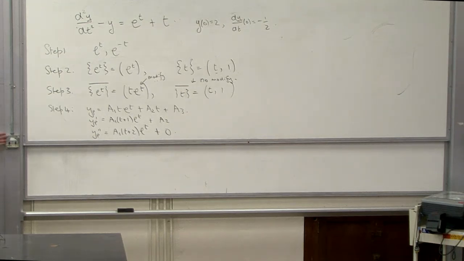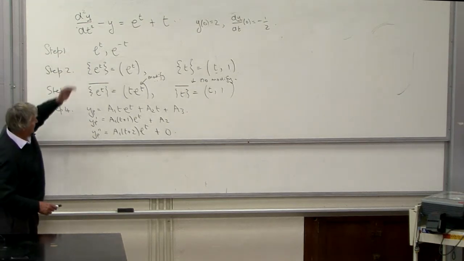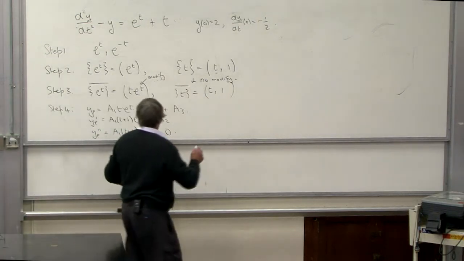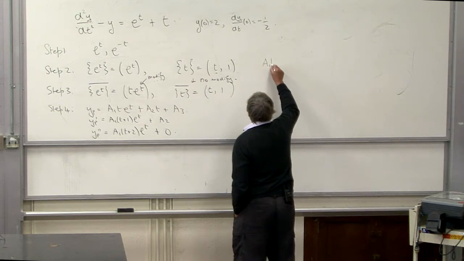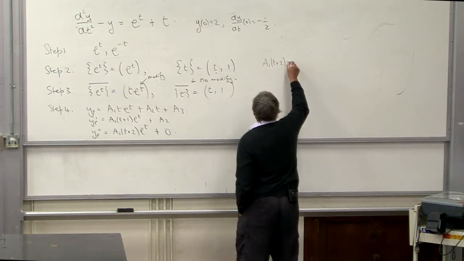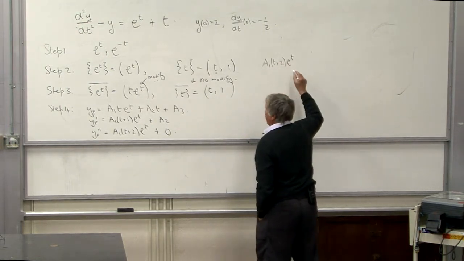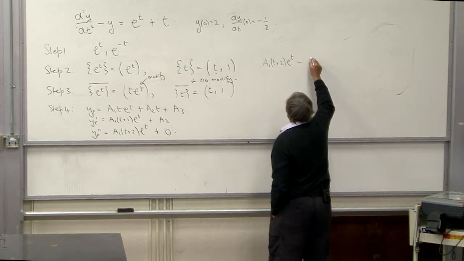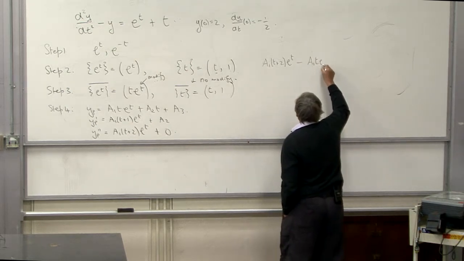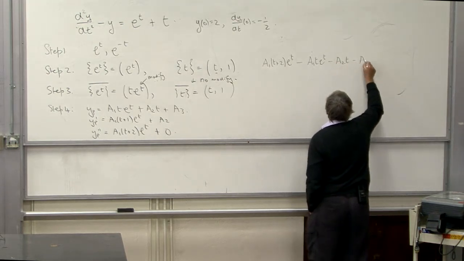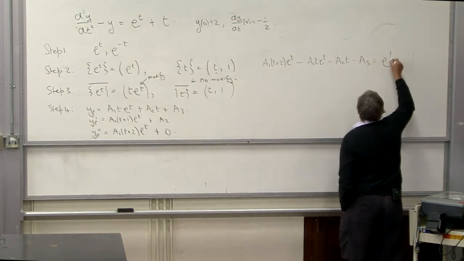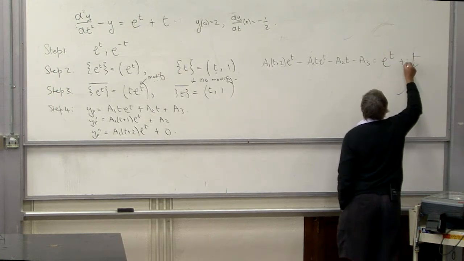Now I substitute this into the equation. And what will I get? Y double prime, so I get a1 times (t plus 2) e to the t, minus y, minus a1 t e to the t, minus a2 t, minus a3, and that's got to be equal to e to the t plus t.